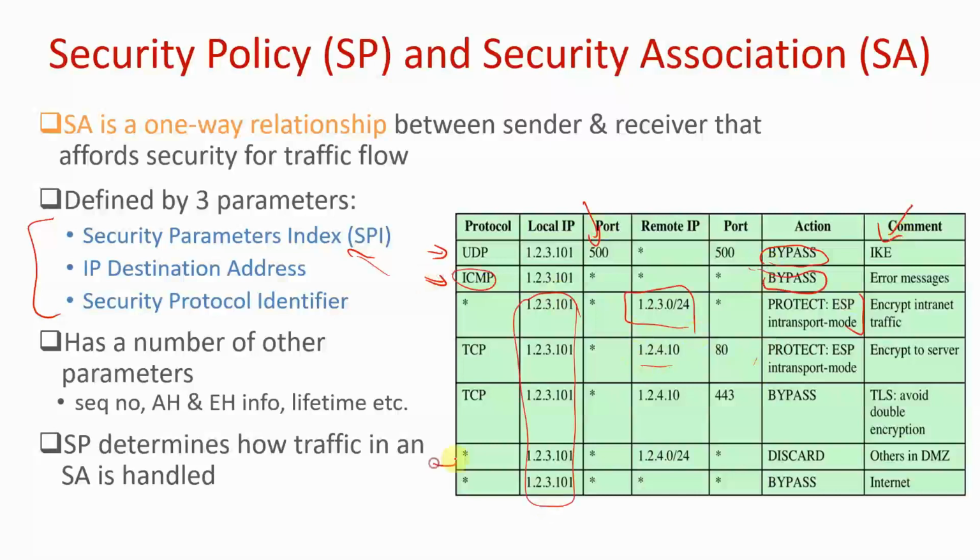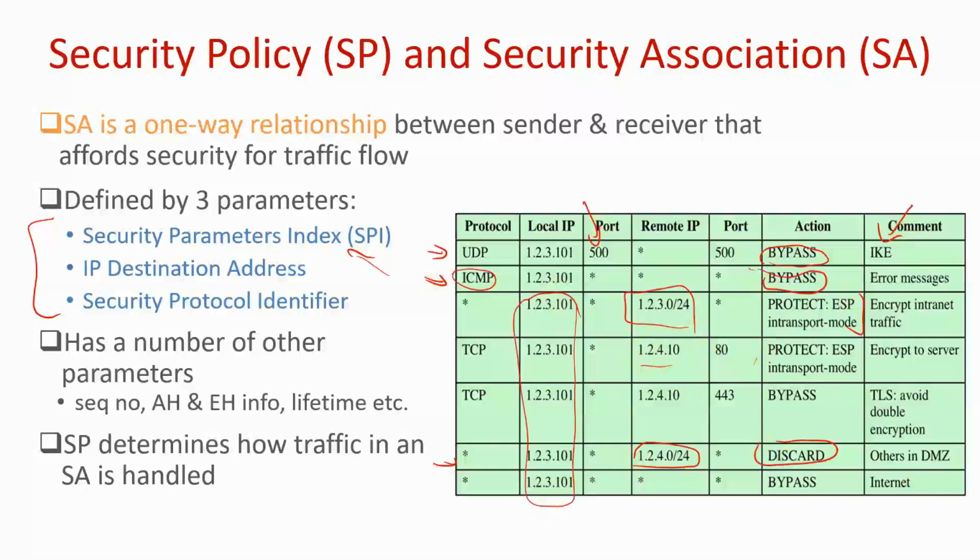Okay. There is another entry here saying that if the destination IP address is 1.2.4.0, discard, meaning that you should actually throw away this message. This is what is called a demilitarized zone. If you're sending to this address, it will be dropped.